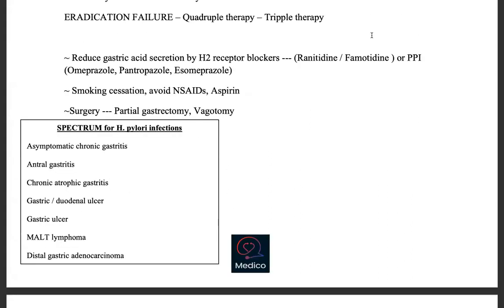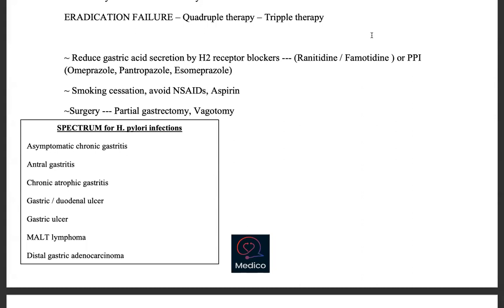So the spectrum for Helicobacter pylori infections, just have an idea. It can result in asymptomatic chronic gastritis, antral gastritis, chronic atrophic gastritis, gastric or duodenal ulcers, mucosa-associated lymphoid tissue lymphomas, and also distal gastric adenocarcinomas.